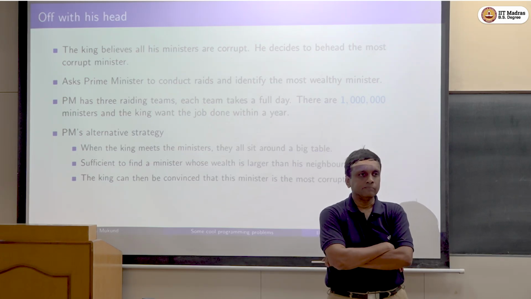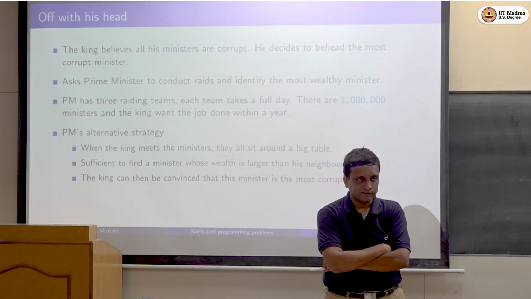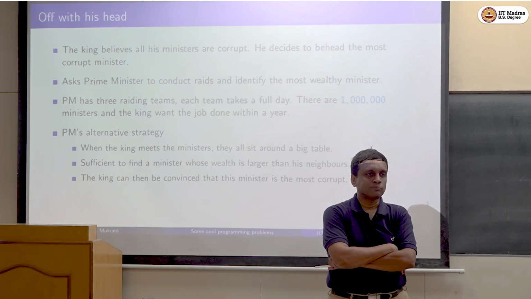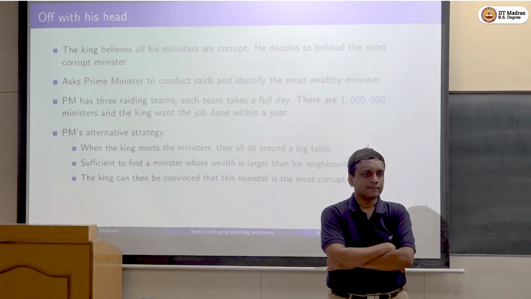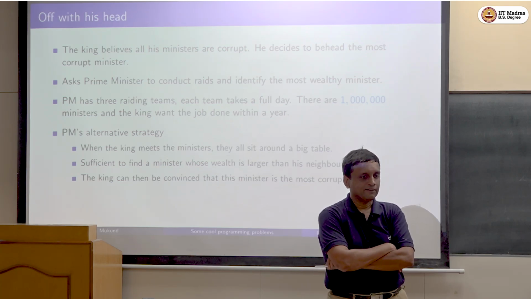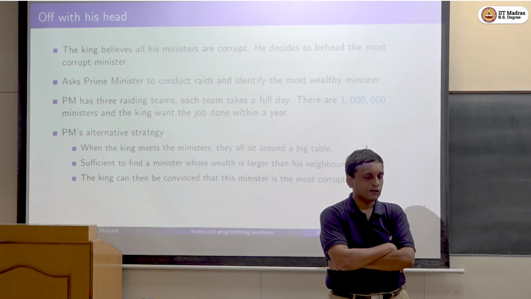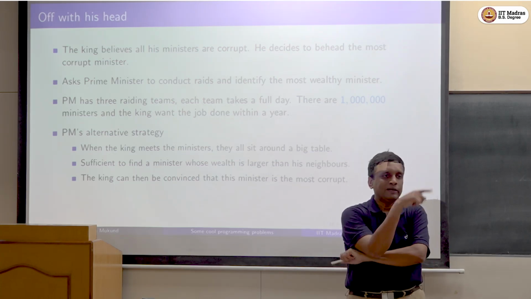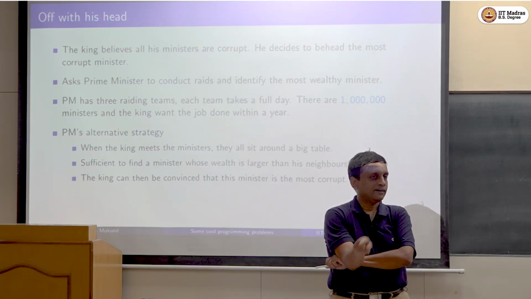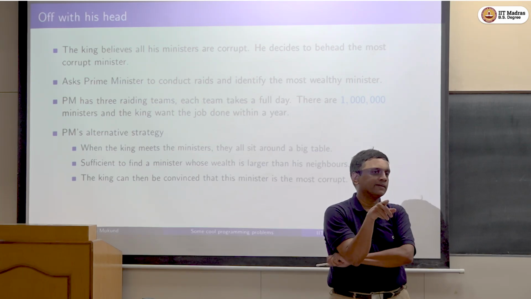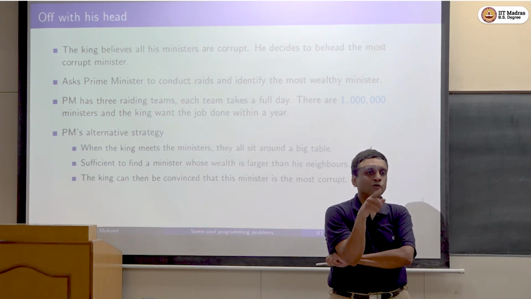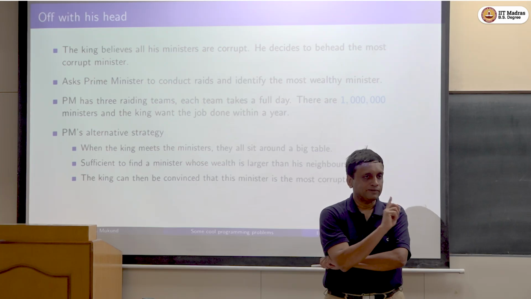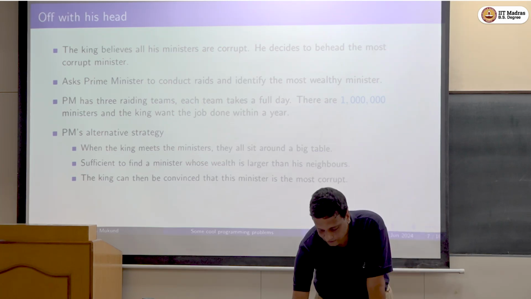He knows his king is pretty dumb, right? So he says, supposing I put all the ministers around a round table, which is how they sit in the parliament or whatever. If I can point to a minister who is more wealthy than his 2 neighbors, the king will be fooled into thinking that this is the wealthiest minister, and I'll chop off that guy's head. So now you have reduced the problem to 1 million ministers sitting around a table and finding any minister in that 1 million who is more wealthy than the left neighbor and the right neighbor. Right? So that's the question.